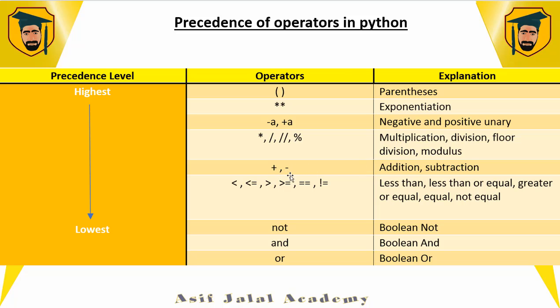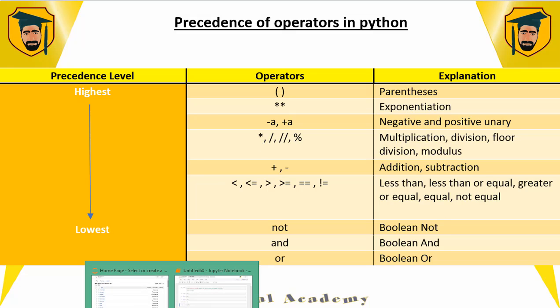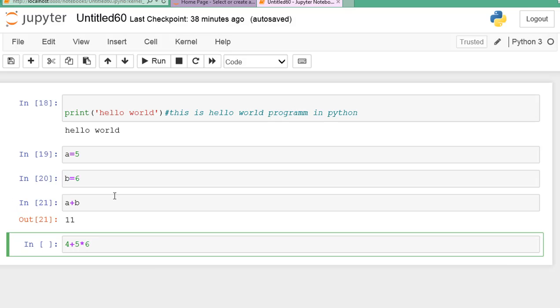precedence level. Then there are other operators like less than, greater than, equal to and not equal to, and some Boolean operators like not, and, or. All of these have their own precedence level in Python. So let's discuss them one by one. Now, as you can see, I wrote this expression. Let's run this.